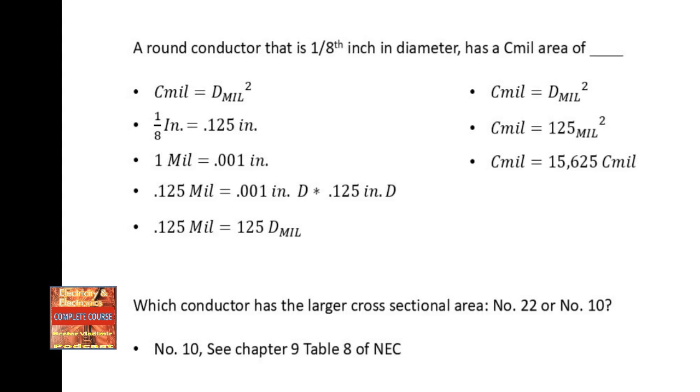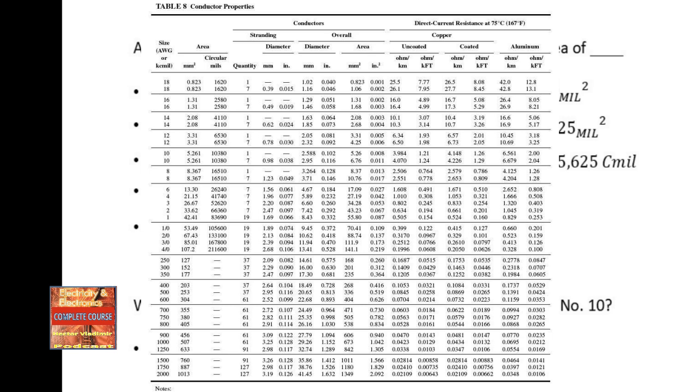Which conductor has the larger cross-sectional area, the number 22 or number 10? Talking about the American wire gauge, it's of course the number 10. For this you can see chapter 9, table 8 of the NEC.